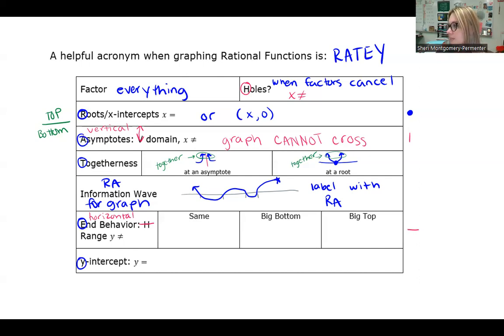There are 3 situations that you could come across, and you're talking specifically about the degree of your function. We will not do anything with a bigger top. You have to divide. If you go on to pre-cal, you will, but we're not doing them in here. That means the degree on the top is bigger than the degree on the bottom, like x to the 3rd over x squared.